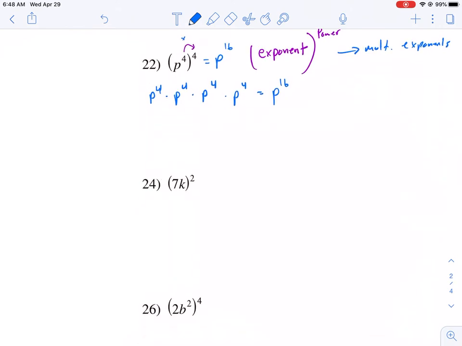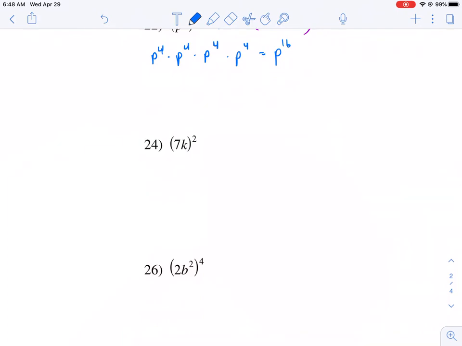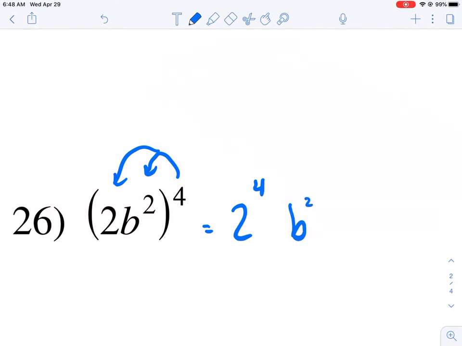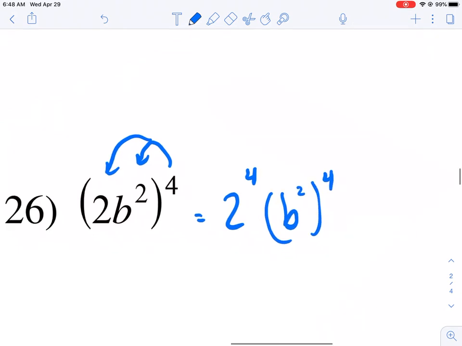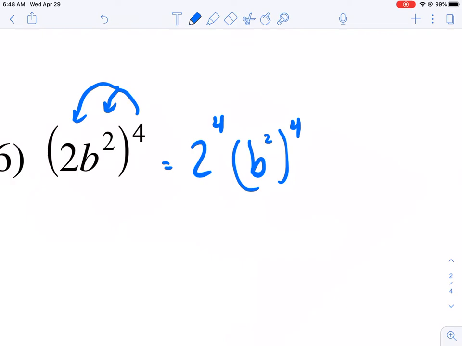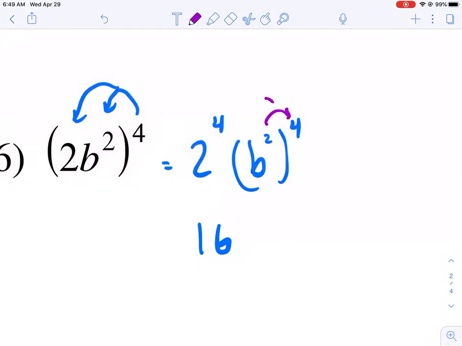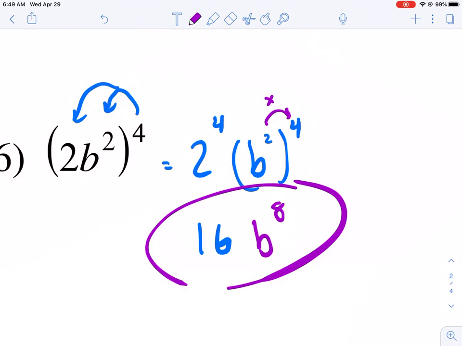If you have an exponent outside the parentheses like this, you need to make sure you raise both of those terms inside to the fourth power. So this should be rewritten as 2 to the fourth and then b squared to the fourth. So 2 to the fourth we can simplify, that just becomes 16. B squared to the fourth, we are going to multiply exponents. So it becomes b to the eighth, and that's our final answer.